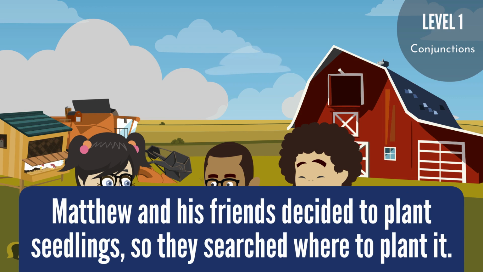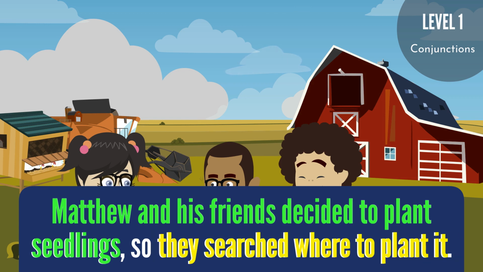Matthew and his friends decided to plant seedlings, so they search where to plant it. The two sentences are: Matthew and his friends decided to plant seedlings, and they search where to plant it. Then, the coordinating conjunction is the word so.